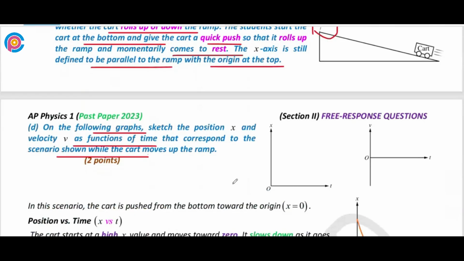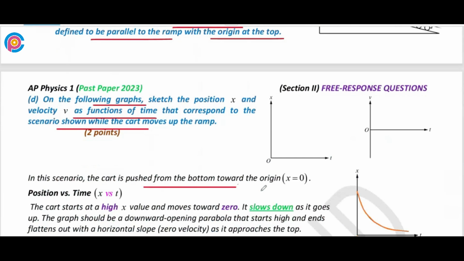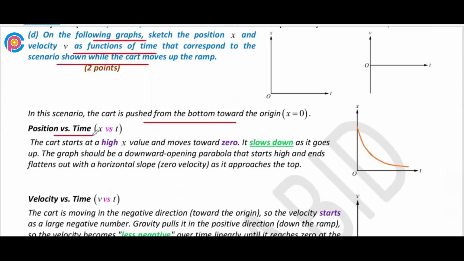In this scenario, the cart is pushed from the bottom towards the origin, x equal to 0. So we have to draw the position versus time graph. The cart starts at a high value of x and moves toward 0, slowing down as it goes up. The graph should be a downward opening parabola that starts high and ends flattened out with a horizontal slope. A horizontal slope means zero velocity, because it comes to rest at the top. So that's the graph of x versus t of the cart when it is moving upward.